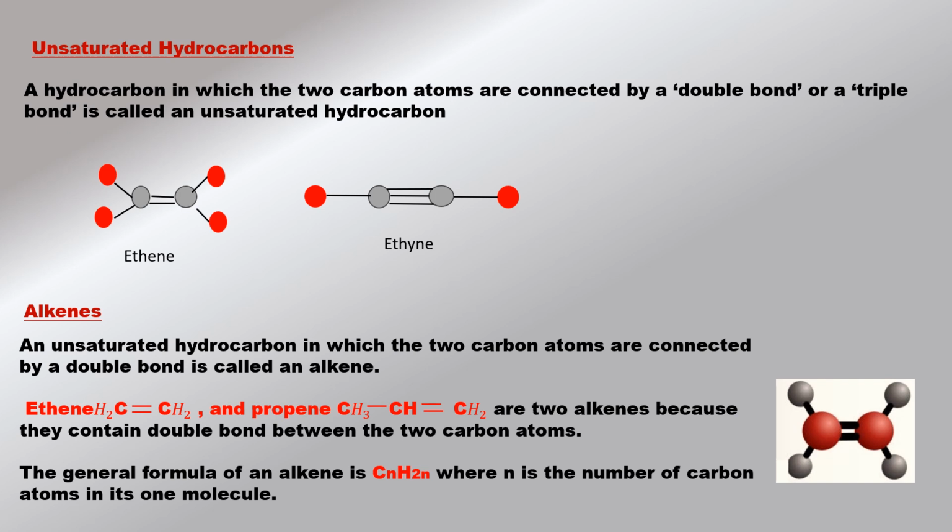Since an alkene has a double bond between two carbon atoms, it is obvious that the simplest alkene will have two carbon atoms in its molecule. There can be no alkene having only one carbon atom. The general formula of an alkene is CnH2n, where n is the number of carbon atoms in one molecule.